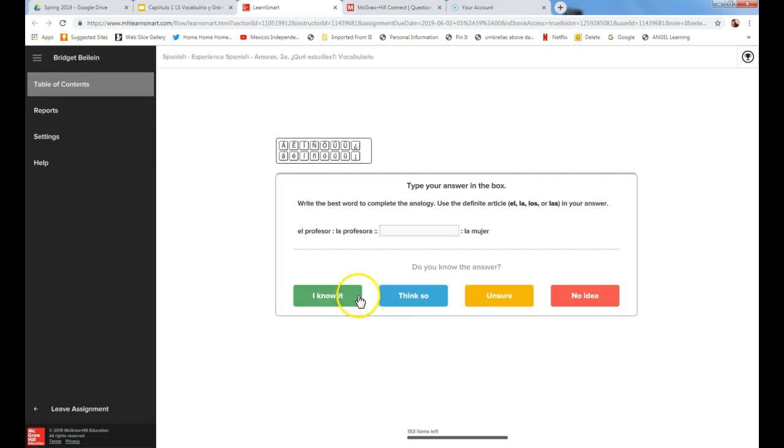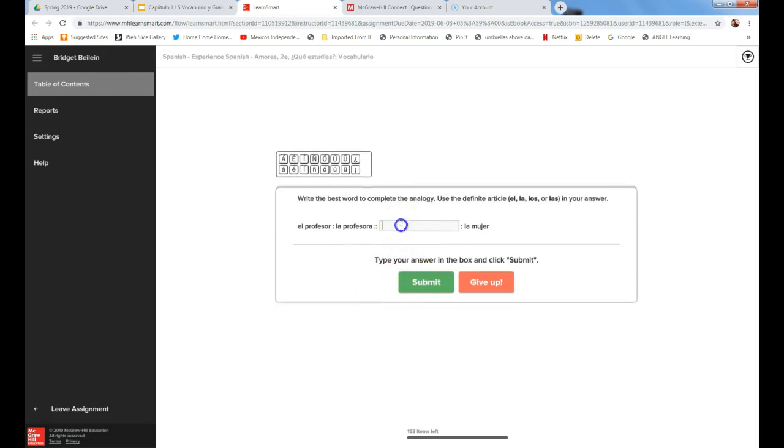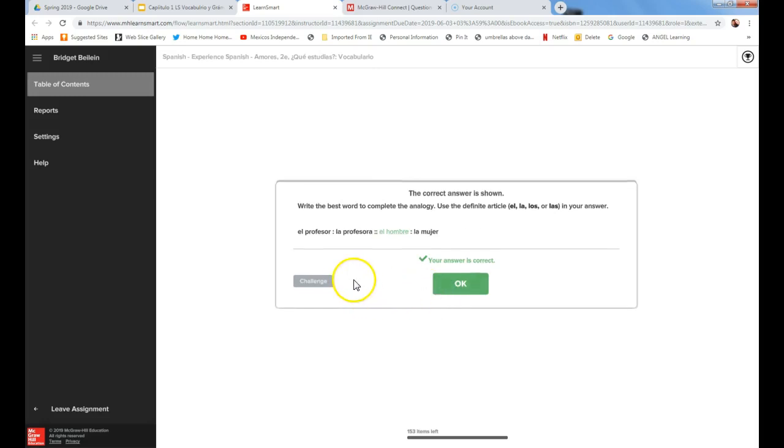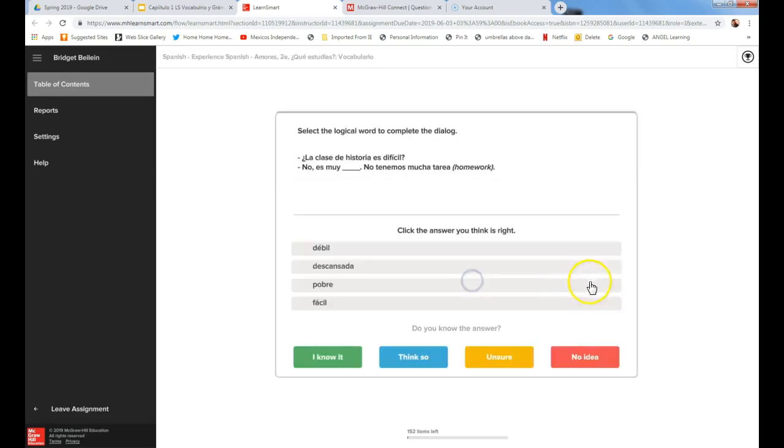So for example, I'm pretty sure that I know it. Okay, so I'm going to put el hombre, right? Because that would be the opposite of woman. So having your vocab list out is really helpful with this too. So I'll put submit. Okay, so that's good. We're going to go on to the next one.